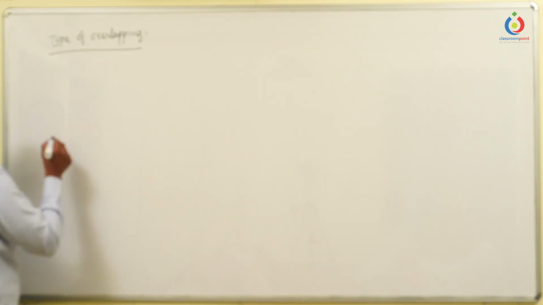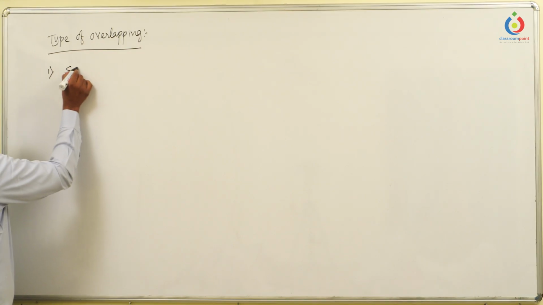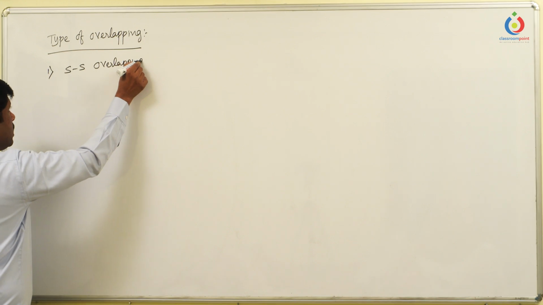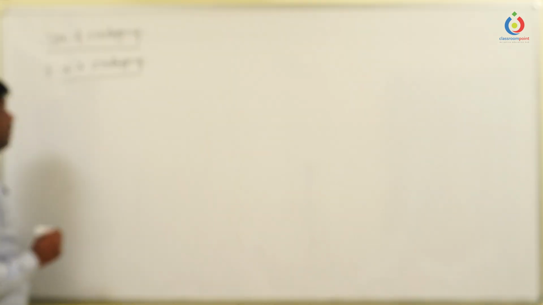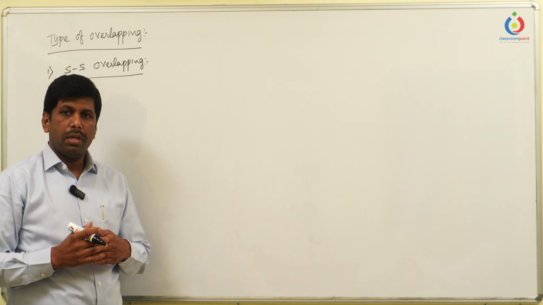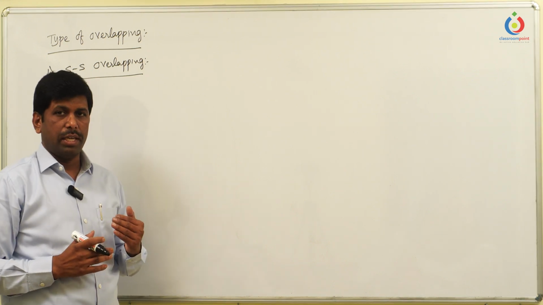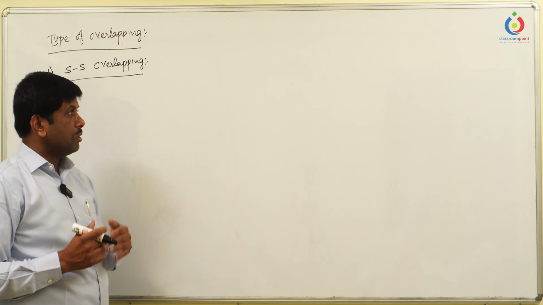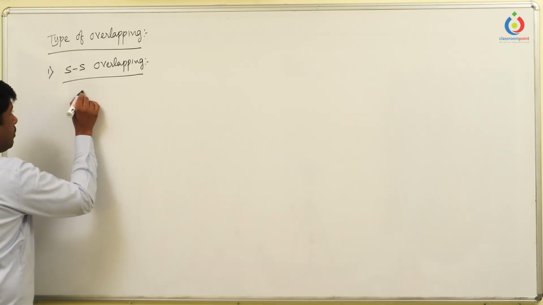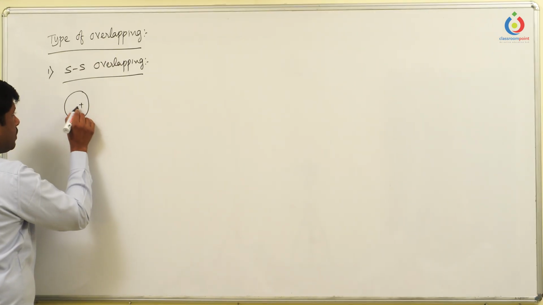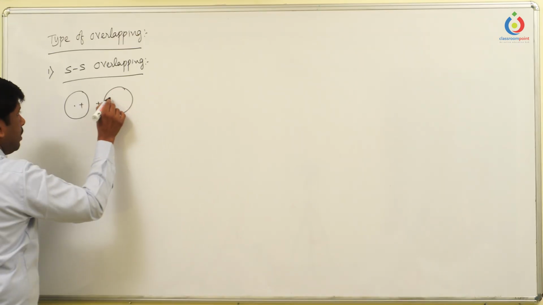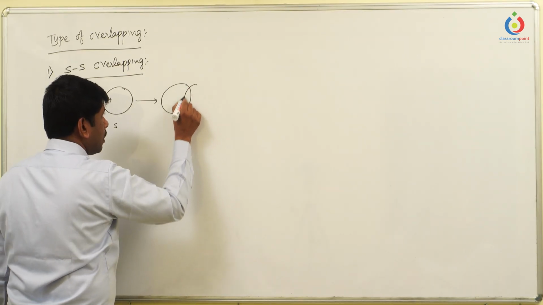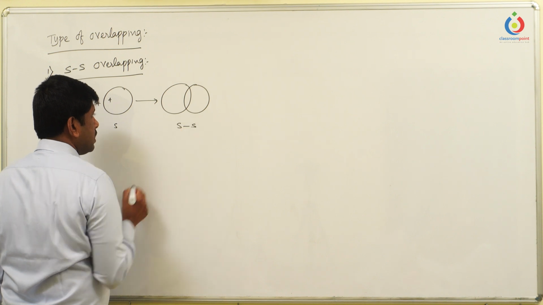This type of overlapping can be classified into various categories. SS overlapping. The condition for this type of overlapping is that they must have unpaired electrons with opposite spin, as well as the same sign. That means we are discussing positive overlap. In positive overlap, the first one is SS overlapping. When one s orbital overlaps with another s orbital, that overlapping is called SS overlapping.